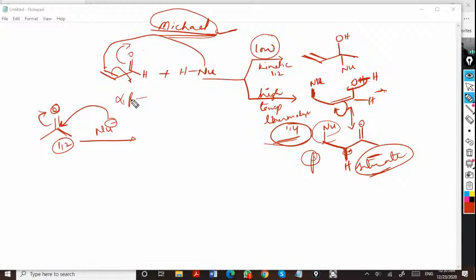So here we are using alpha beta unsaturated carbonyl compounds. When it is an alpha beta unsaturated carbonyl compound, there is a possibility of nucleophile addition at the carbonyl carbon. This is one possibility, and at the same time at the beta position of the alpha beta unsaturated carbon. This happens because once it attacks the beta carbon, then it will tautomerize, or this double bond will be moved towards this, and this becomes O minus.